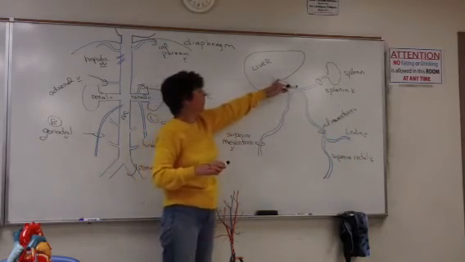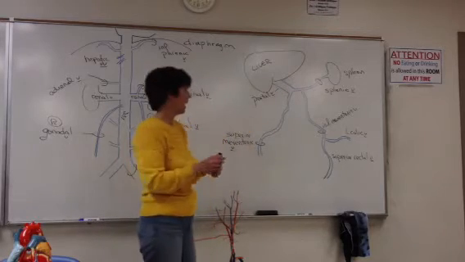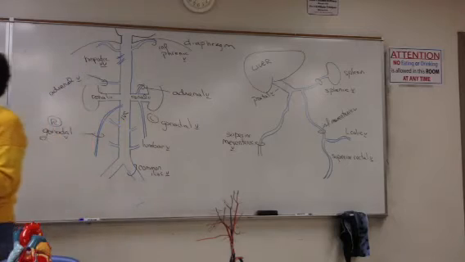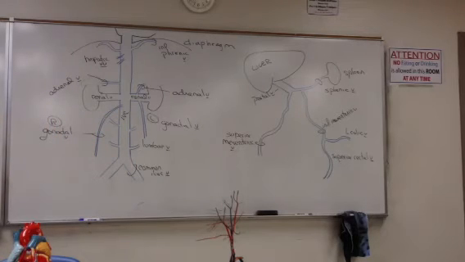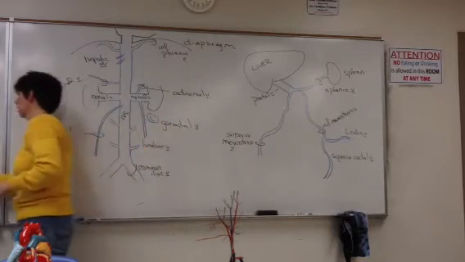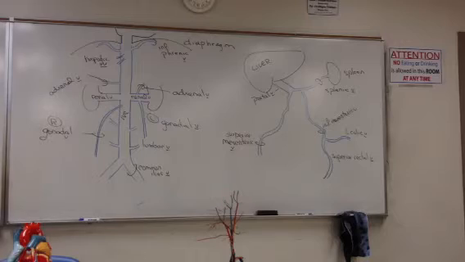So now this blood flows into the liver. It is rich in amino acids, and it is rich in simple sugars. It will join with the hepatic artery.